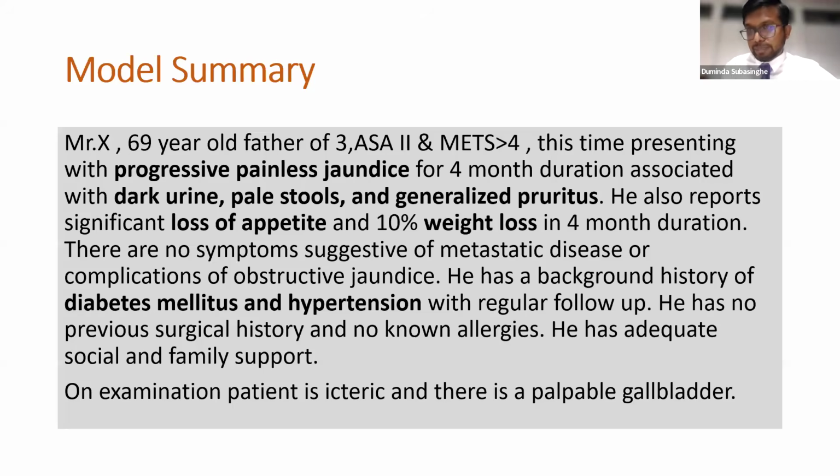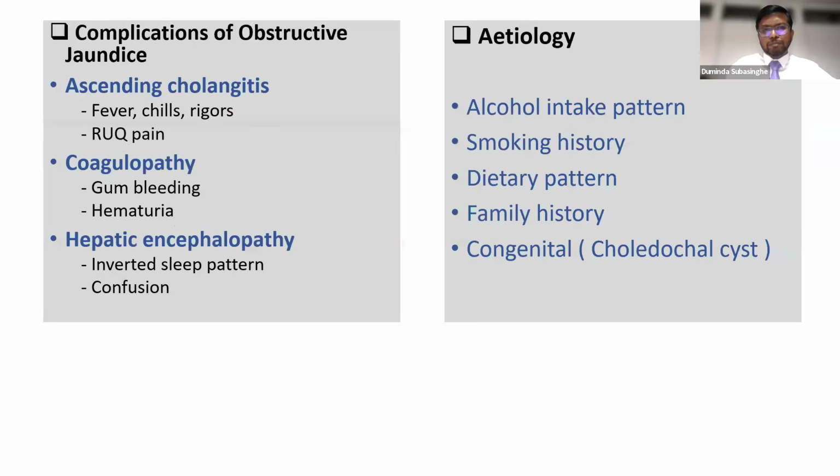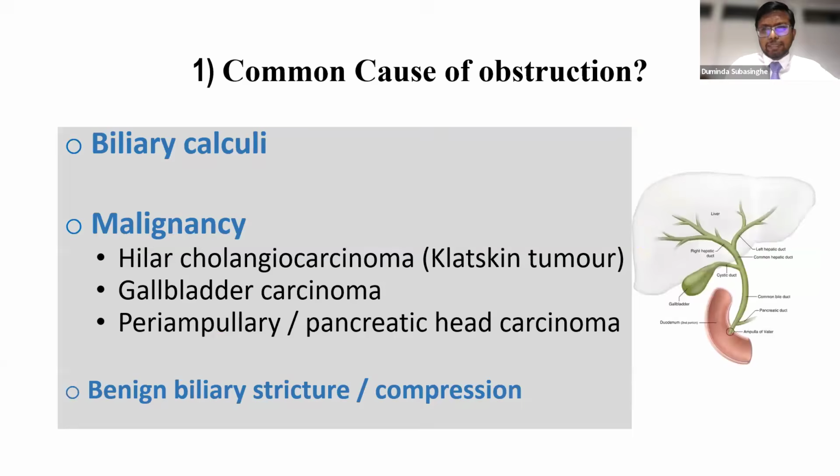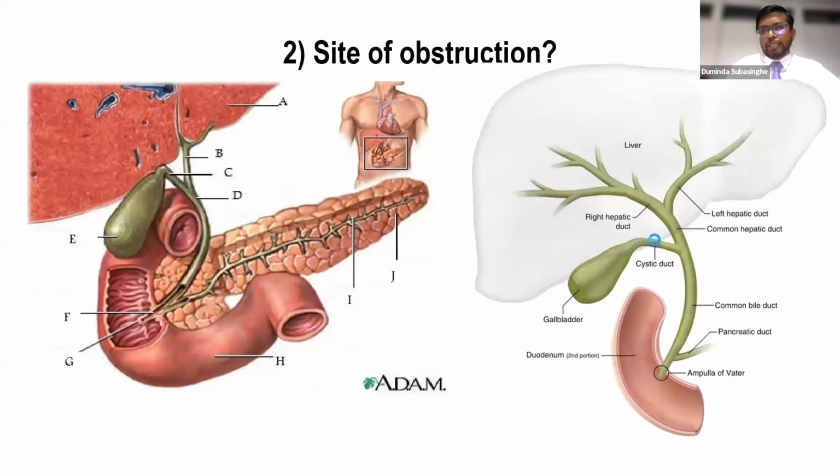Why is this palpable gallbladder so important? Now, we need to go back to our diagram here to explain that. This is your gallbladder here. This is your biliary tree here. Now, if you have obstruction confined to here, proximal to the insertion of the cystic duct, your gallbladder will not be palpable. That is technically very easy to identify.